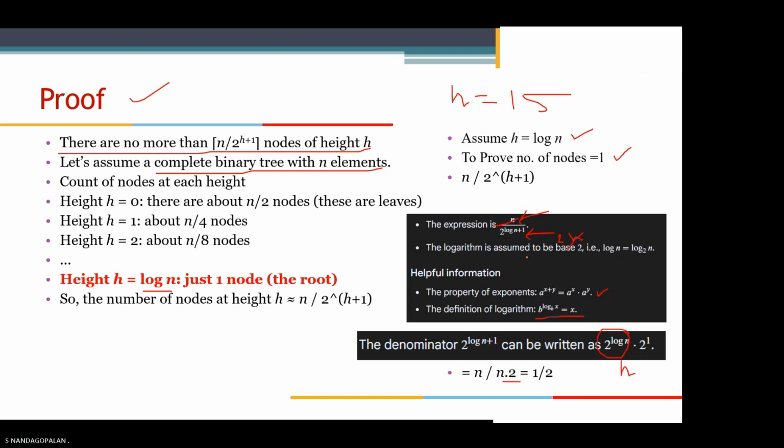So 1 by 2, which is 1. There is nothing like half a node. So this is ceiling, I think. Yeah, this is ceiling, not floor. You can see here, I have to take the next integer, not the fraction 0.5. Next integer, which is 1. So the number of nodes at height log n is 1.